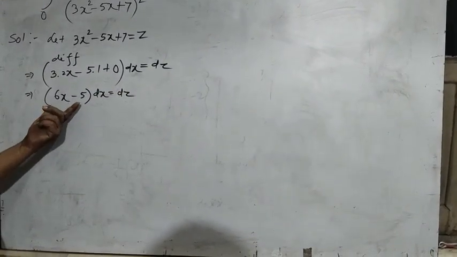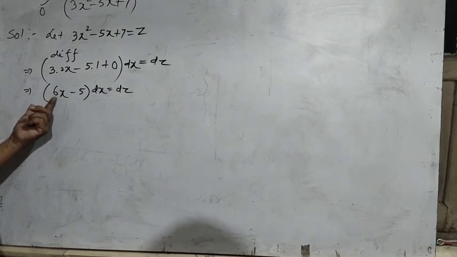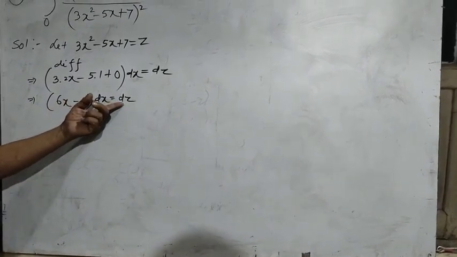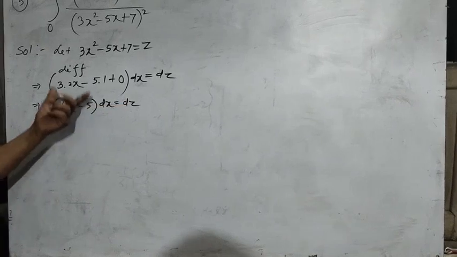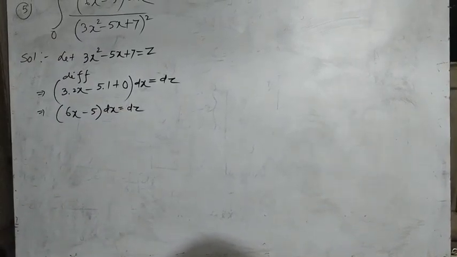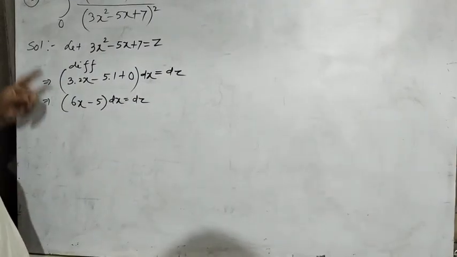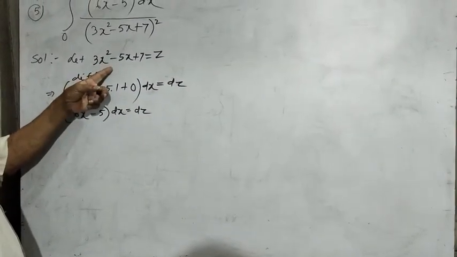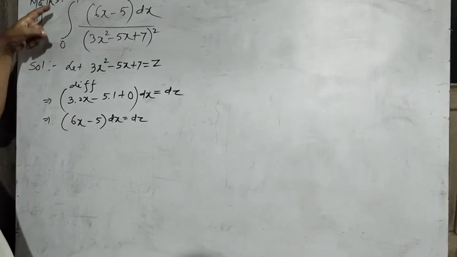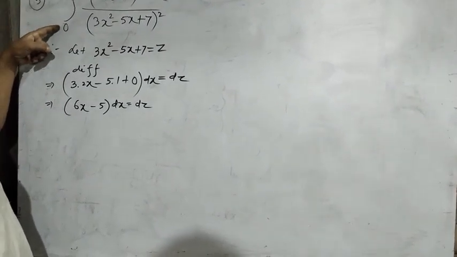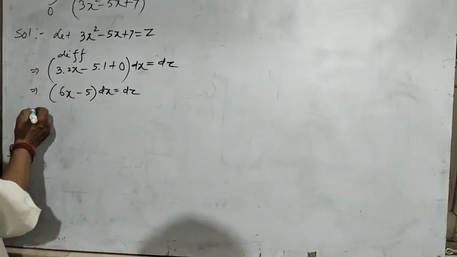अब हम डिफरेंशिएट जब कर देते हैं, then we get 6x minus 5 dx equal to dz. We get the value of the numerator. But in the definite integration, when we suppose anything, upper limit and lower limit both are changed.